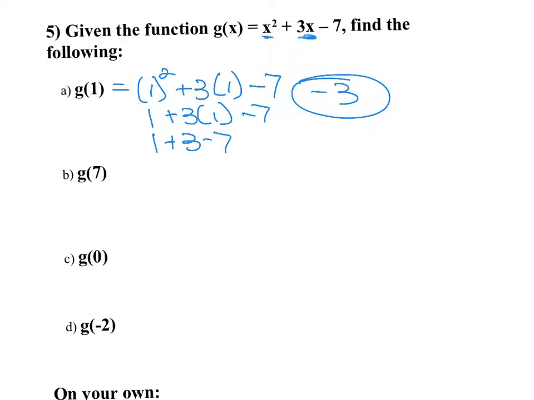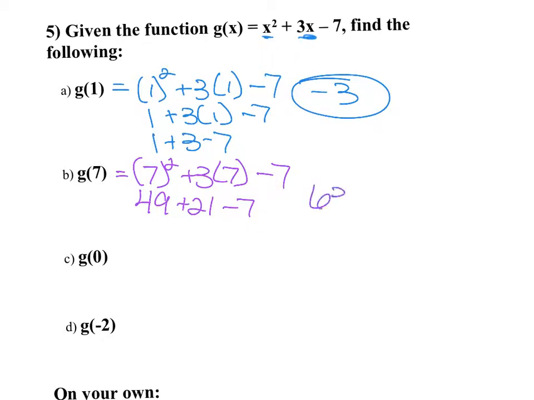Now they want me to do g of 7. So again, I'm just going to plug in 7 squared plus 3 times 7 minus 7. So it's going to give me a 49 plus 21 minus 7. And I am going to put those numbers in my calculator because they're a little bit bigger and I want to make sure I don't make a mistake. So when I do 49 plus 21 minus 7, that gives me 63. I want you to take a second and pause and put in g of 0. Plug it in and see what you get.